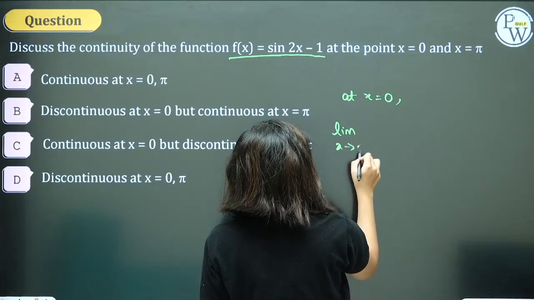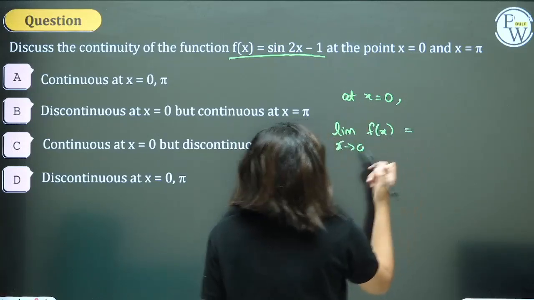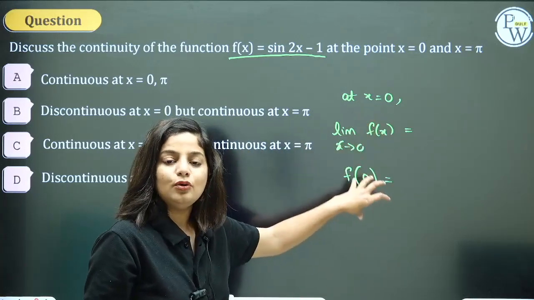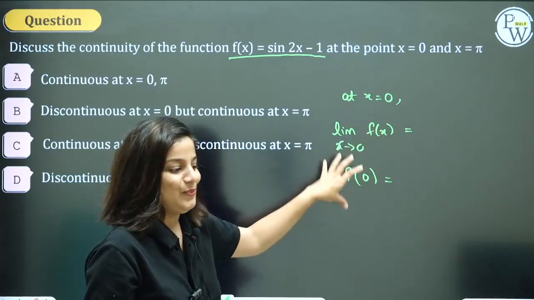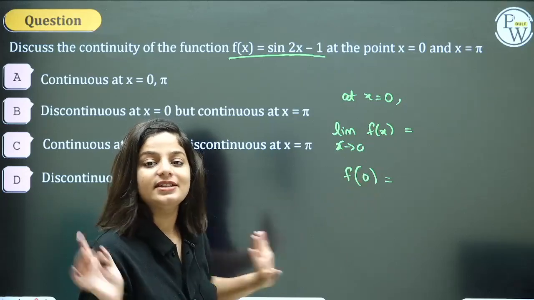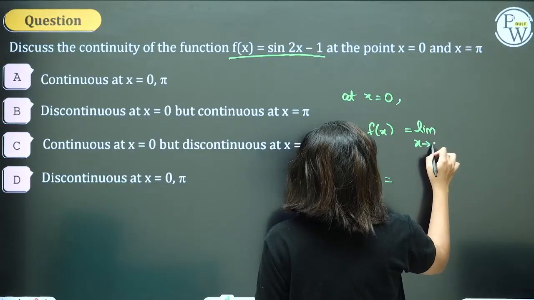Let's try to find the limiting value. Limit x tends to 0, f of 0. Okay, limiting value and value at that point. When they both are equal, function is continuous. So let's get the limiting value. Limit x tends to 0.